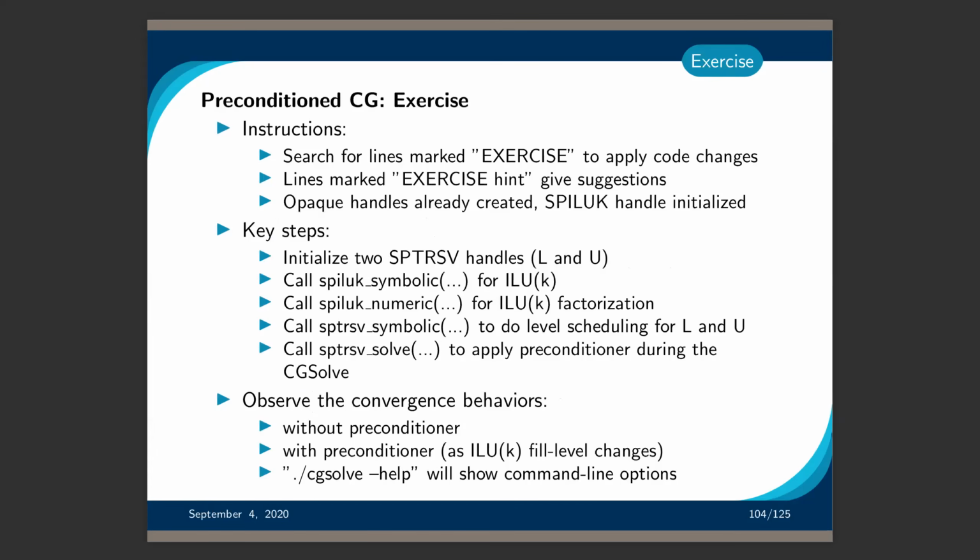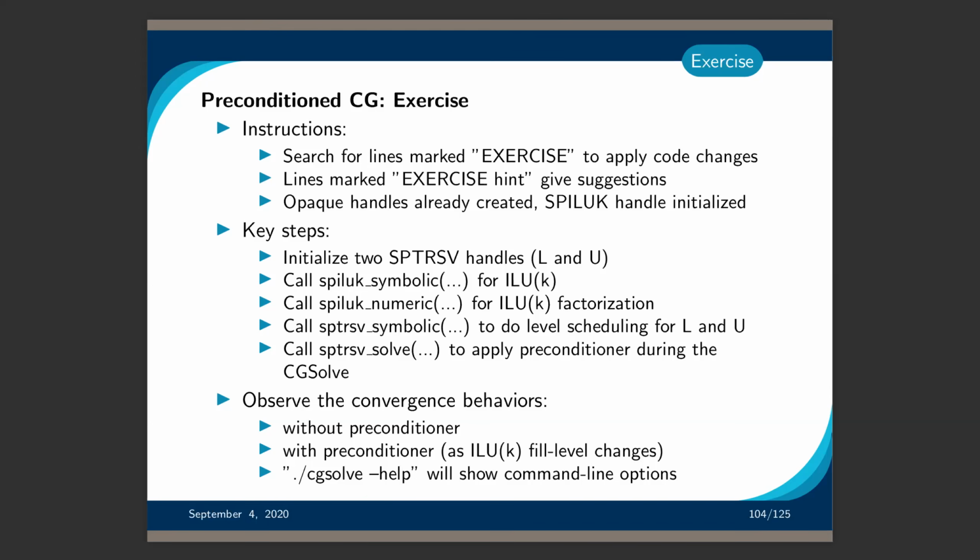So in the CPP file, look for lines that are marked by the exercise keyword. This will guide you on the steps to follow. There's some pretty heavy-handed hints that can help that are marked by the exercise hint. And you can ignore those, of course, if you want to give this a try without any extra help. The key steps will include initializing the SPTRSV handles, calling SPILUK symbolic and numeric routines in the appropriate places, SPTRSV symbolic phase, and then calling SPTRSV solve twice each iteration of the solver.